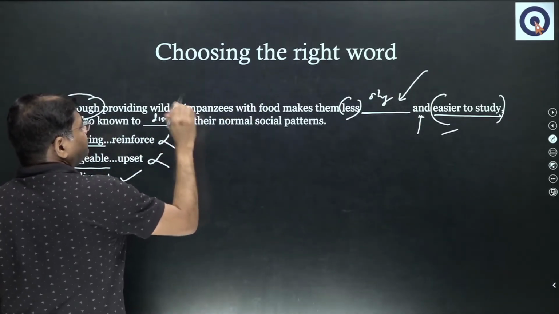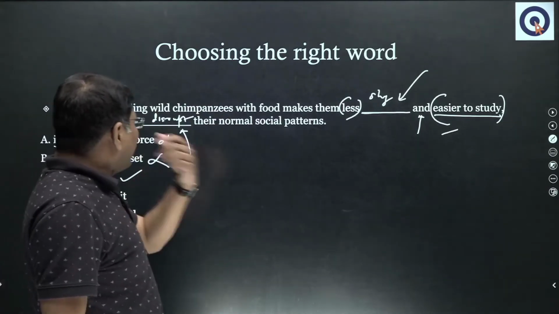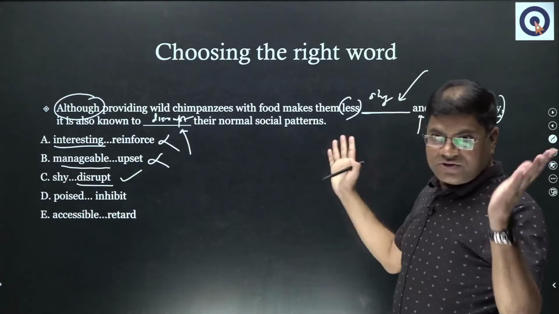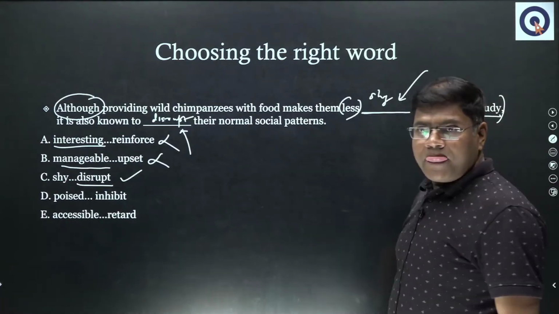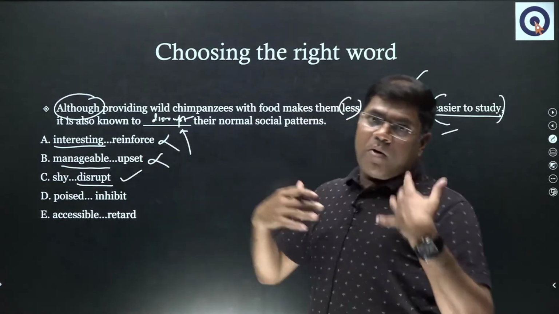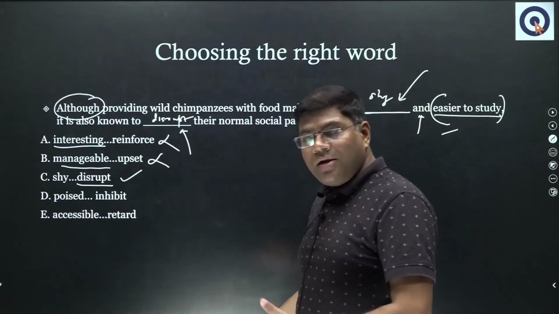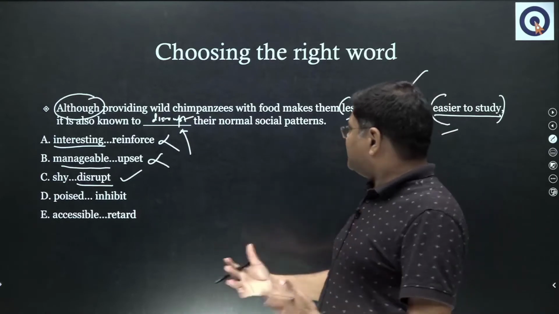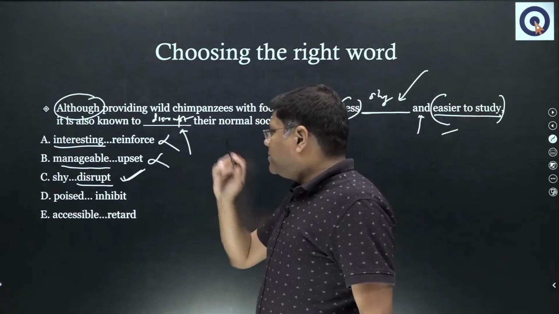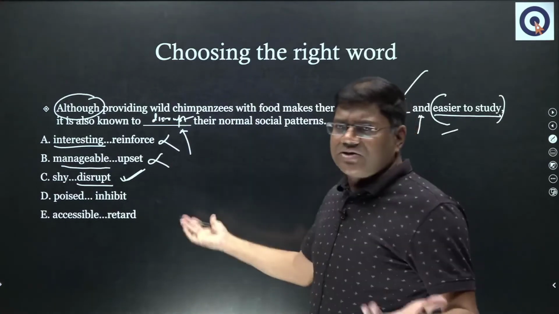So look at this. Although providing wild chimpanzees with food makes them less shy, the positive thing, and easier to study, it is known to disrupt their normal social patterns, the negative thing. The positive thing is it makes them less shy. The negative thing is that it disturbs their normal social patterns, right? So this becomes the right choice because it makes perfect logical sense, while the others are not making sense.